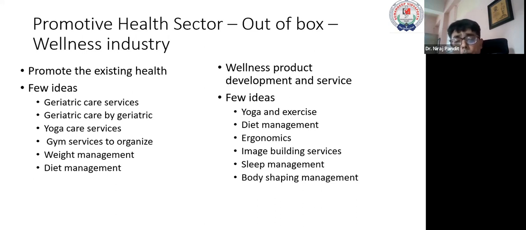Sleep management. This is very interesting. I have heard there are people who started providing sleep management services for the community, because of snoring and other problems, people not able to sleep adequately or soundly, and they are getting services from sleep management. Body shaping management is also one of the areas you can see in wellness products.